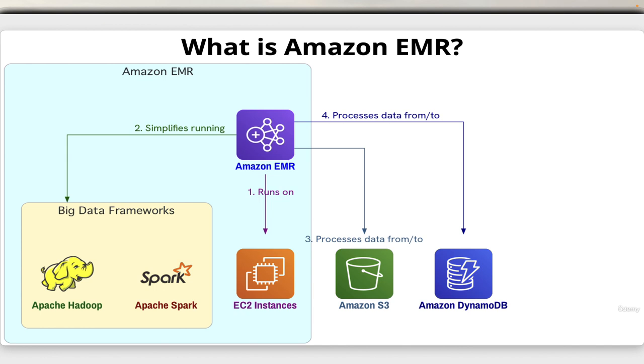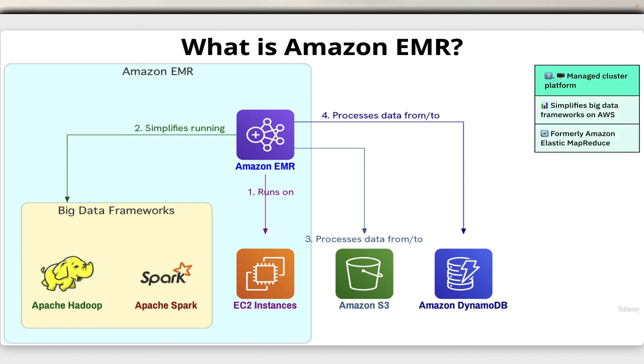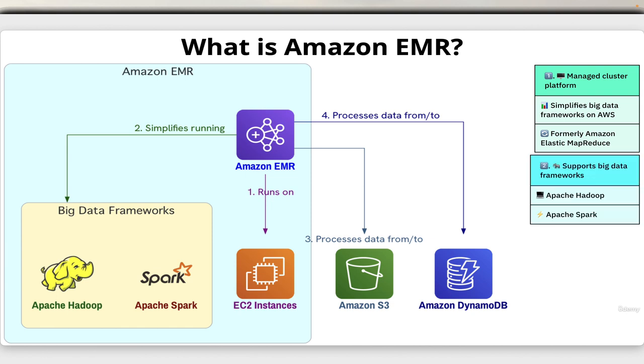So what is Amazon EMR? Amazon EMR, formerly Amazon Elastic MapReduce, is a managed cluster platform that simplifies the running of big data frameworks on AWS infrastructure. EMR specifically supports popular big data frameworks such as Apache Hadoop and Apache Spark, making it easier for users to leverage these powerful tools.